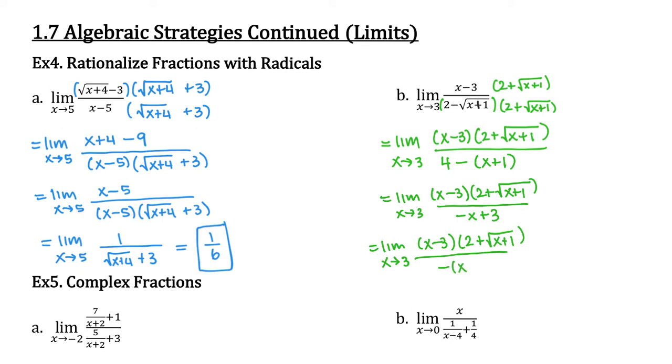Take out the negative. Now I can cancel that little x minus 3 out. And then I can do direct substitution. So the negative is still there. The 2 plus root x plus 1 is still there. So if I do direct substitution, let's see, if I plug in 3, 3 plus 1 is 4, square root of 4 is 2, 2 plus 2 is 4. So this is going to be negative 4.